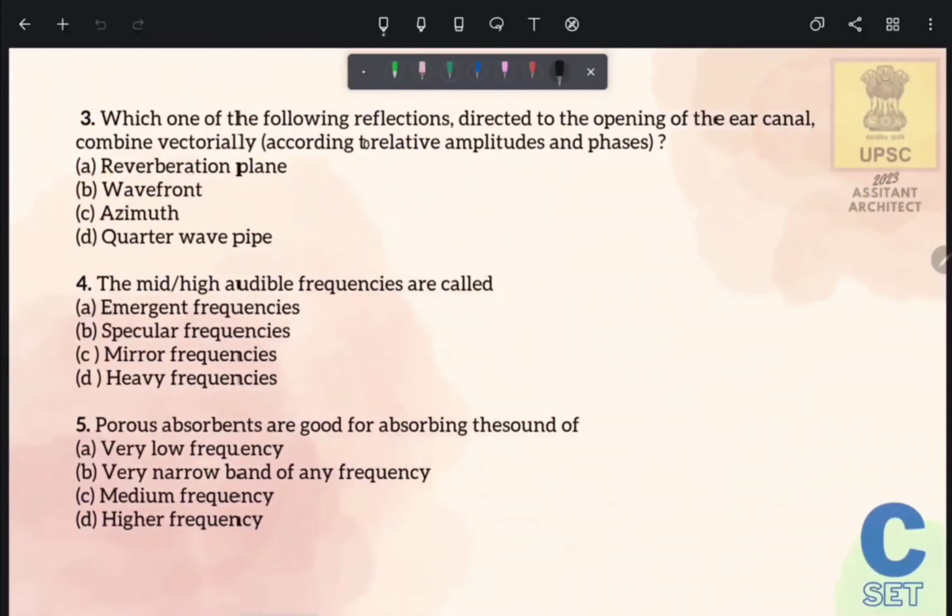Let's move to the next question. Which one of the following reflections directed to the opening of ear canal combine vectorially according to relative amplitude and phases? So friends, in our ear canal there is a pipe which is shaped like this and it is known as quarter wave pipe. And what it actually does, so when a sound wave comes, it gets amplified in this tube and it helps us to listen clearly. So this is sound wave, this is quarter wave pipe. Therefore the correct answer of this question is option number D, quarter wave pipe.